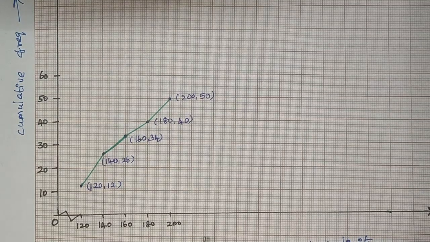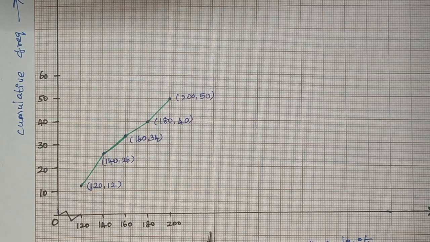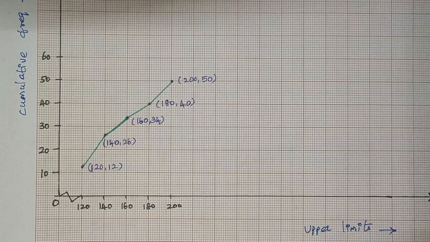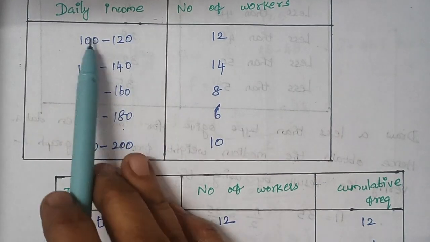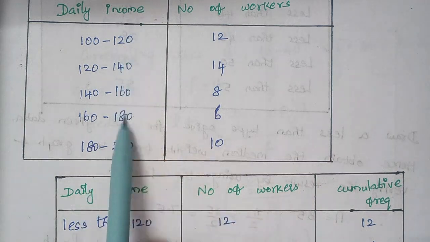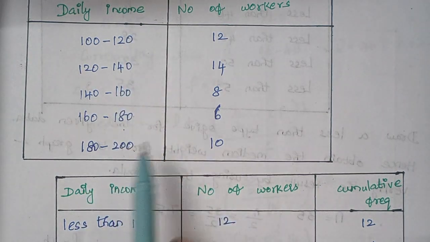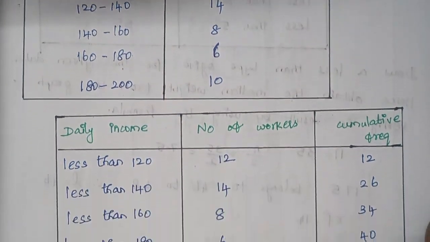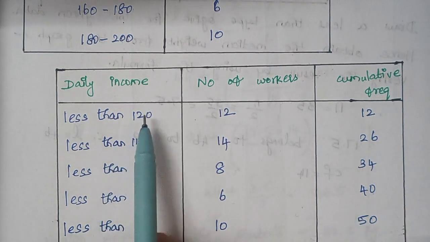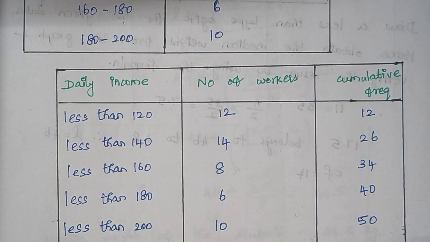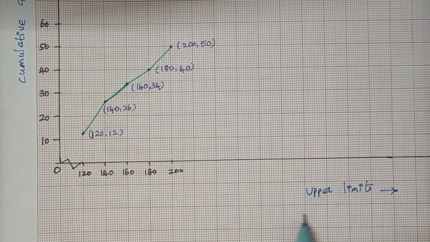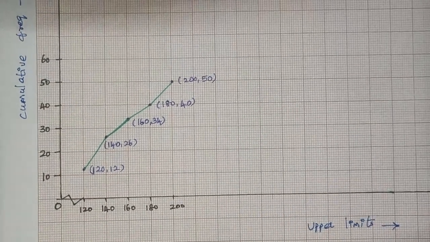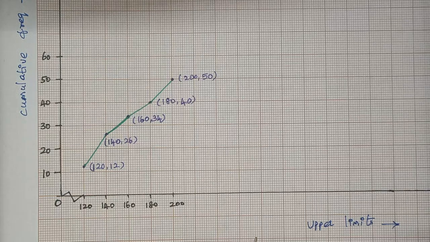So this is our graph sheet, and in the x-axis you see in this problem we had taken only the upper values. Wait, let me show you. You see here these are the lower values and these are the upper values or upper limits. So in a less than type ogive, here we are considering only the upper limits. So in the graph sheet, x-axis stands for upper limits and y-axis stands for cumulative frequencies.